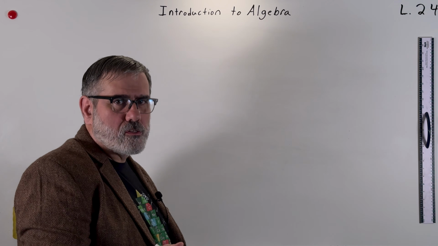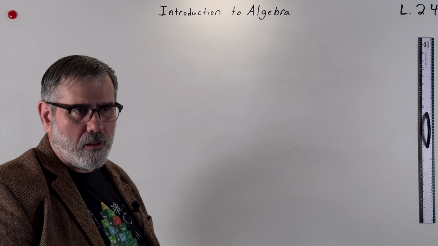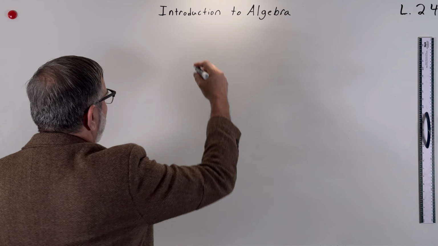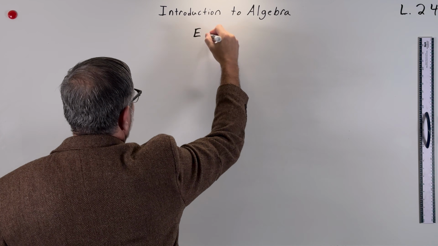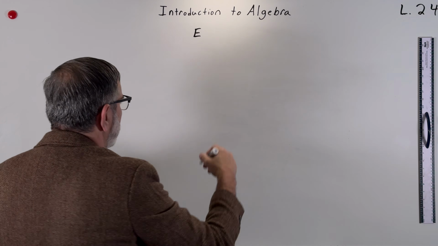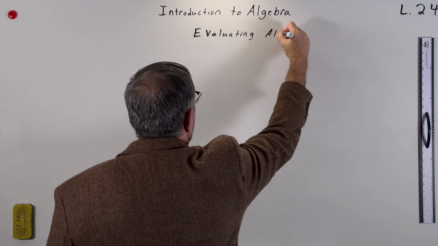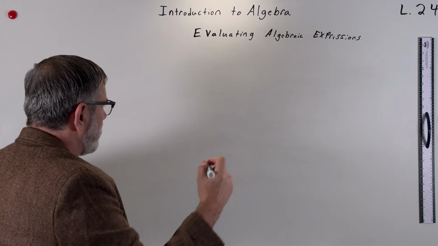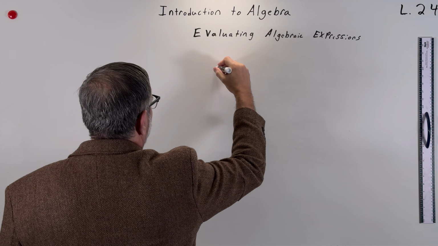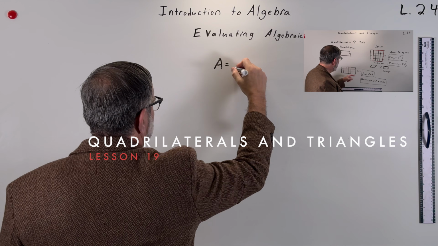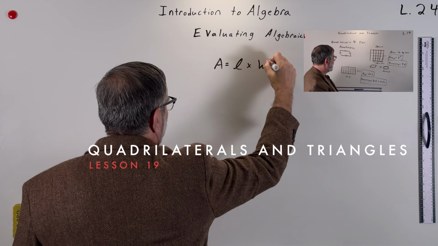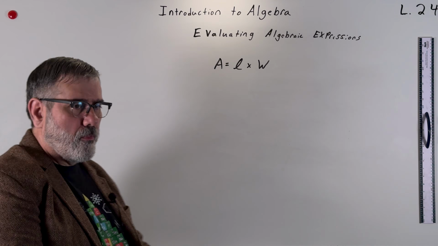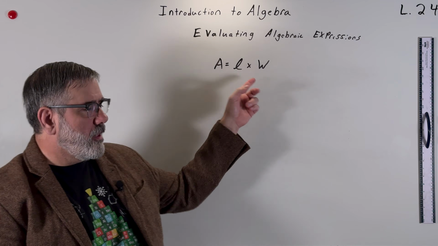Before we talk about equations, though, I want to talk about evaluating algebraic expressions. This is pretty straightforward, and you probably already figured this out, but I'll just go through it anyways. Let's start with a really easy example. Let's start with a formula. We know that the area of a rectangle is equal to its length times its width, where I've represented length with a cursive L and I've represented width with a W.